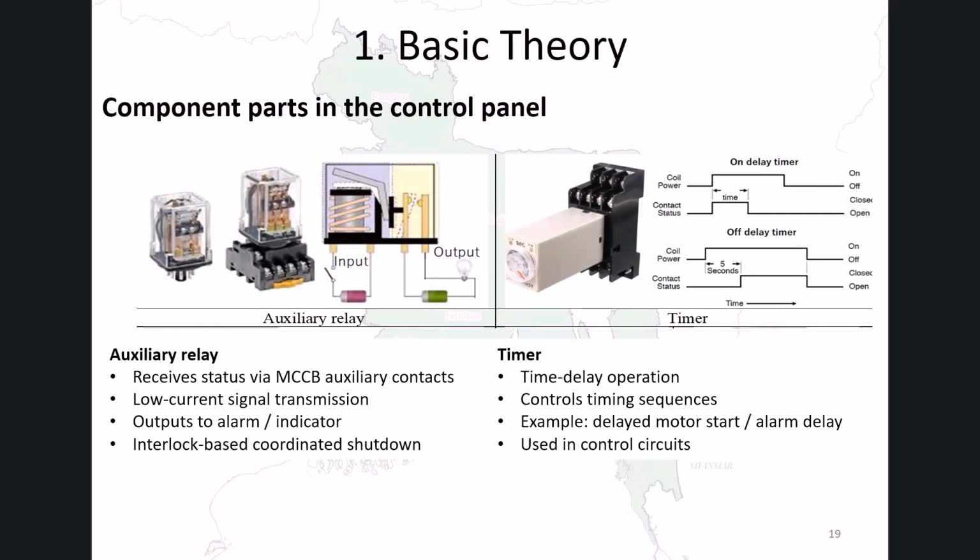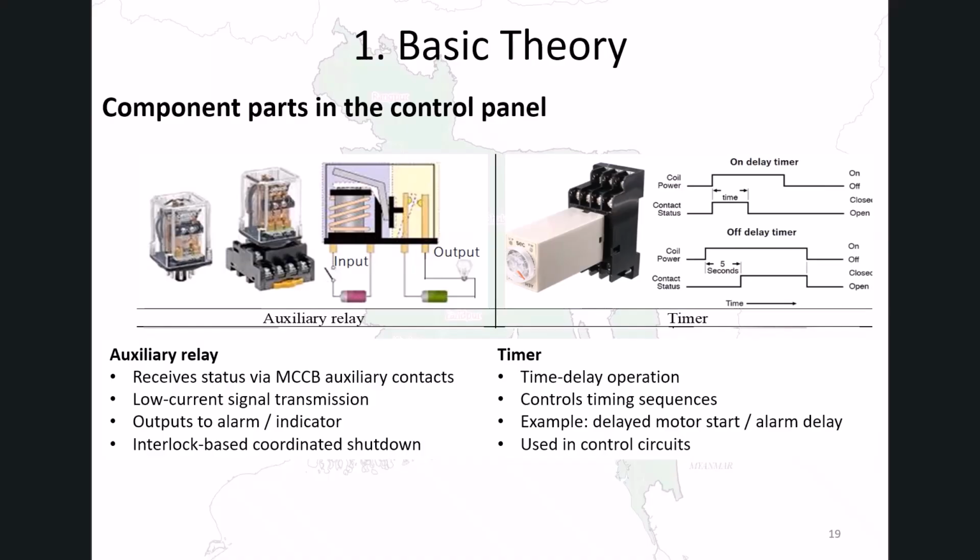Auxiliary relay. The MCCB autonomously detects overcurrent and short circuits and independently disconnects the main circuit. The auxiliary relay's role comes after this. It receives the resulting status signal from the MCCB's auxiliary contacts and transmits it as a low-current signal to external systems such as alarm panels, indicator lights, or uses it to trigger the coordinated shutdown of related equipment via interlock circuits. In short, the auxiliary relay has no involvement in the MCCB's disconnection operation itself.